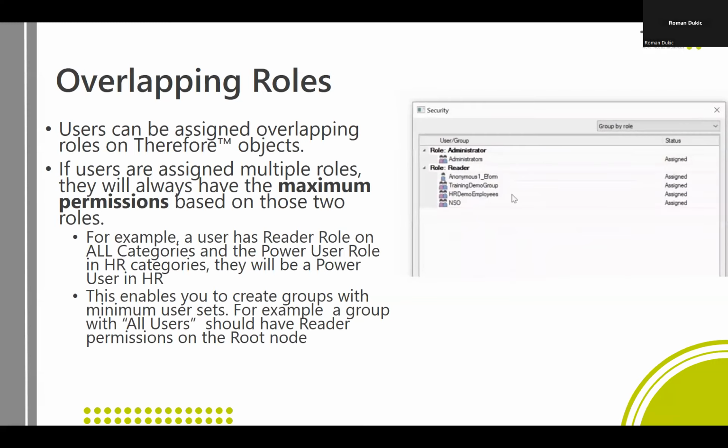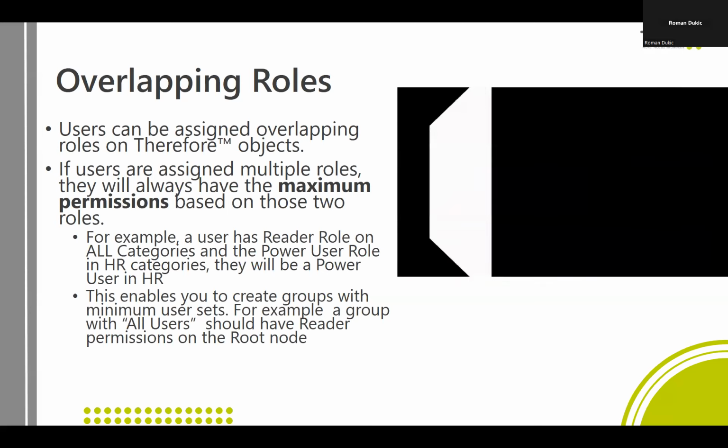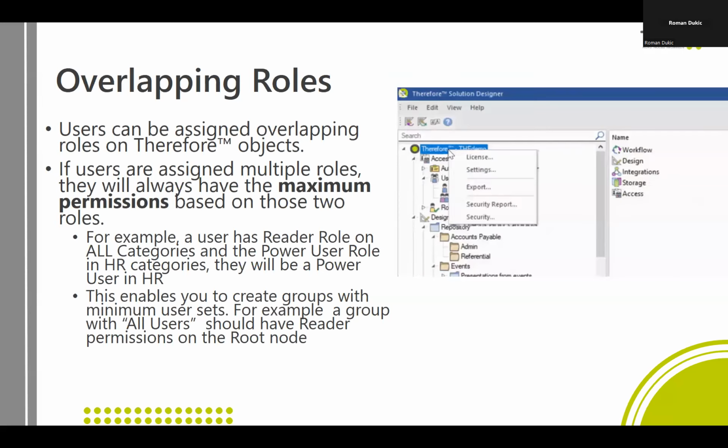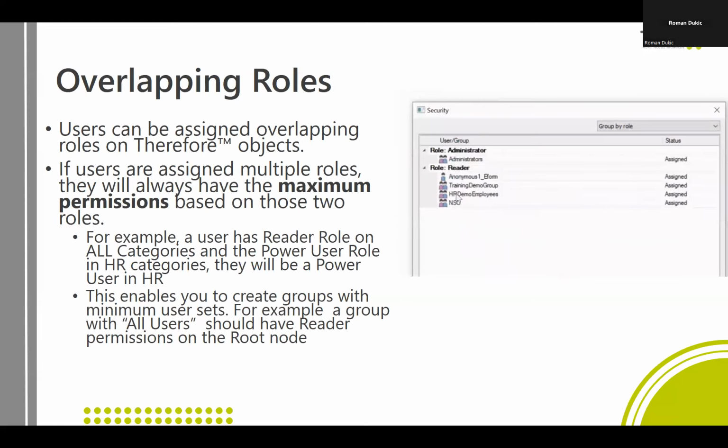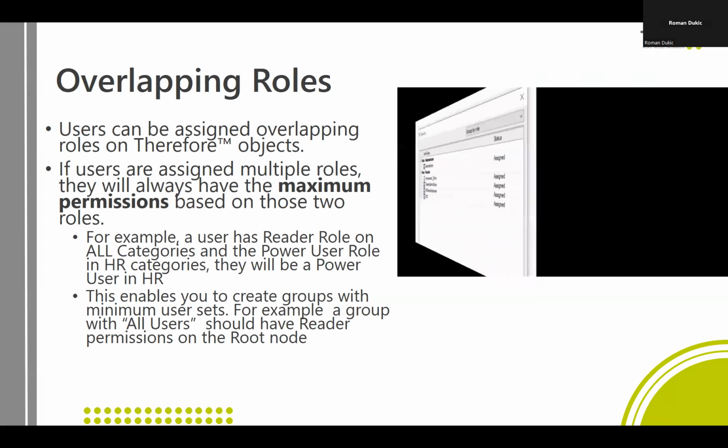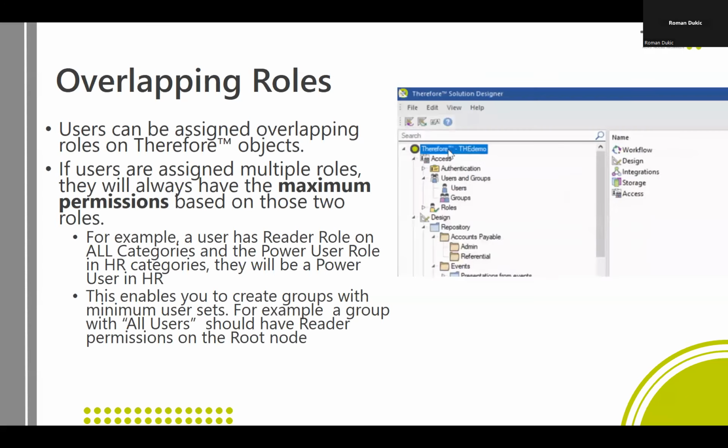And of course, if a user is assigned multiple roles on a single object, they will always have the maximum permissions based on those two roles. So for example, if they have a reader role on all categories and the power user role in HR, they'll be the power user in HR because they always get the maximum amount of permissions from the roles they are assigned to.